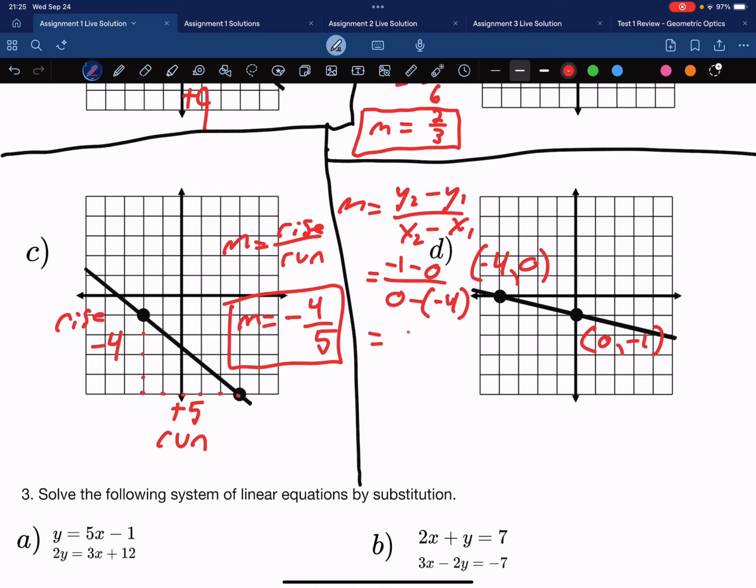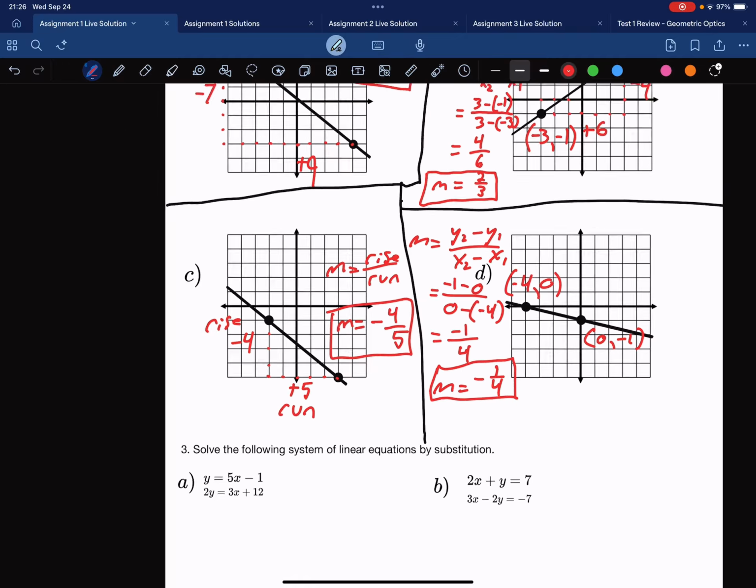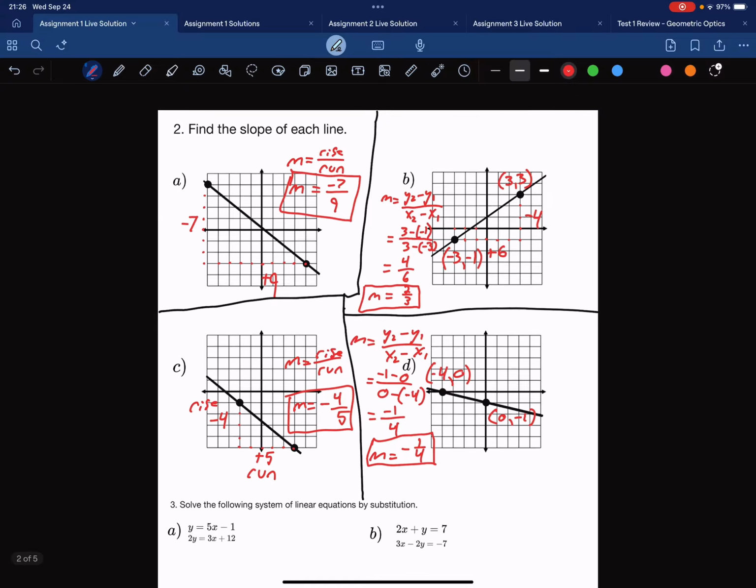So at the top, I'm left with negative 1, because negative 1 minus 0 is just negative 1. And 0 minus negative 4 becomes positive 4. So my final slope here is negative 1/4. That is it for question 2 there.